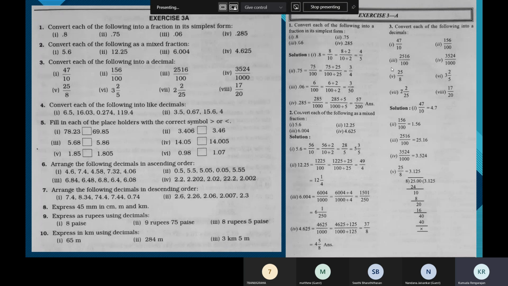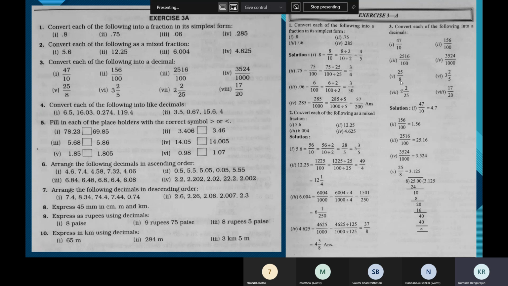And again, this will be useful if you have completed your homework. If you have not completed your homework, then maybe you're not able to follow what I'm saying. I was telling you, when I gave you this homework, that for 25 by 8, you can divide like this, what you see on the screen, and get the decimal expansion. You can divide 25 by 8 and get the decimal value.